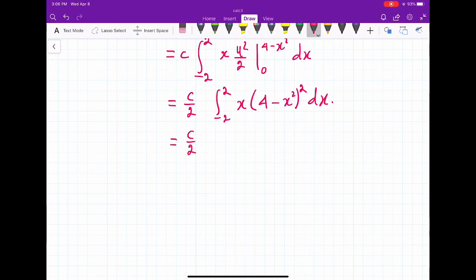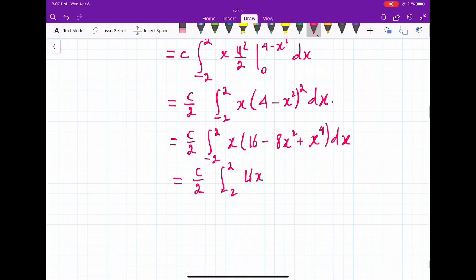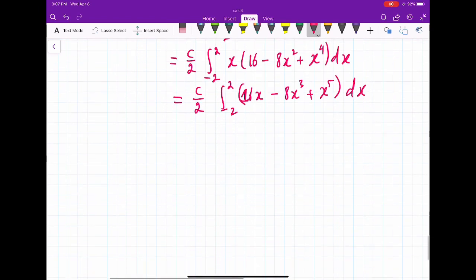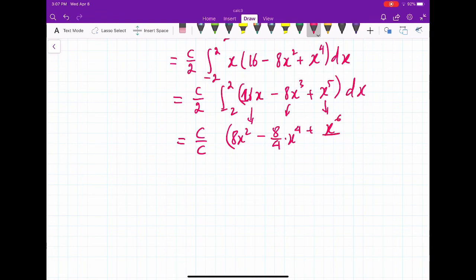So you have c over 2. Here you have the integral from -2 to 2 of x times (16 minus 8x squared plus x to the 4) dx. And then you have c over 2 times the integral from -2 to 2 of 16x minus 8x cubed plus x to the 5th dx, right? Overall you get c over 2. This gives you 8x squared, this gives you minus 8 over 4 x to the 4, and this gives you x to the 6 over 6.